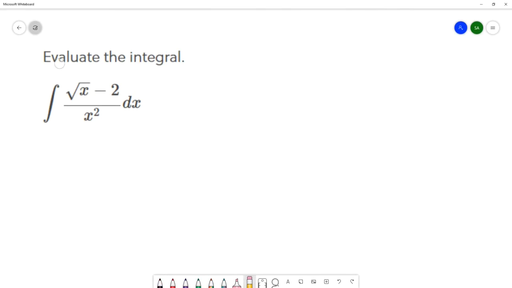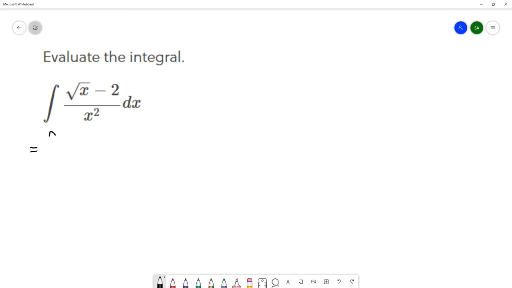On this question, we want to evaluate the integral. We've got the integral of (square root x minus 2) over x squared dx. So in this example, we notice that we have a fraction and some individual terms in the numerator. So what we're going to do is use a little bit of algebra to break this up into individual terms.